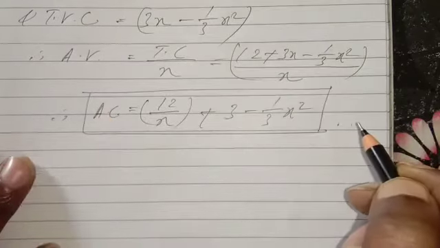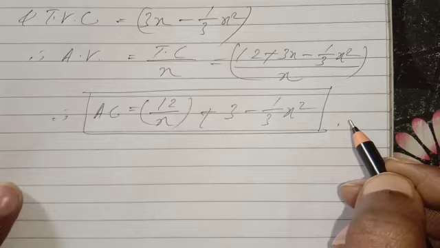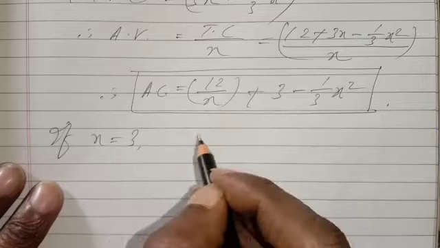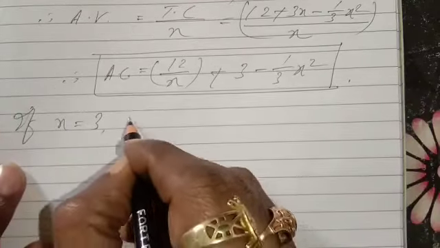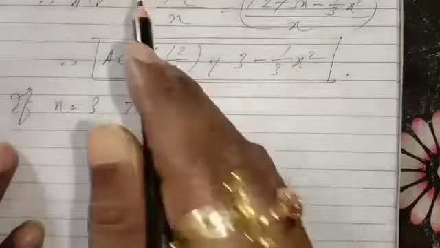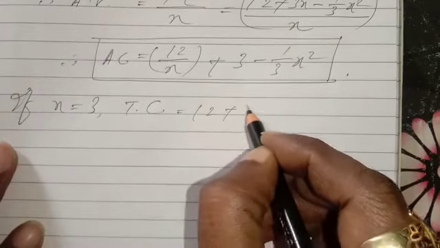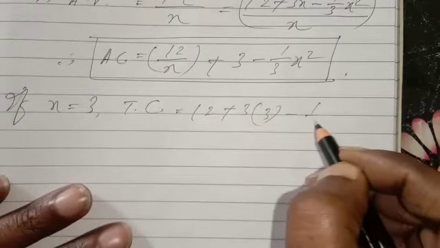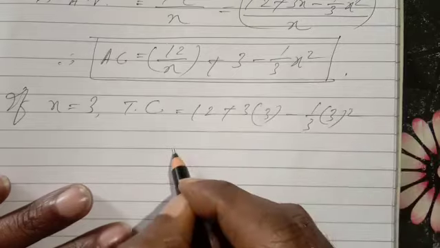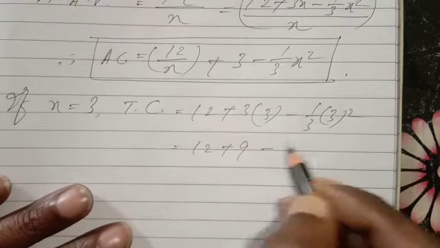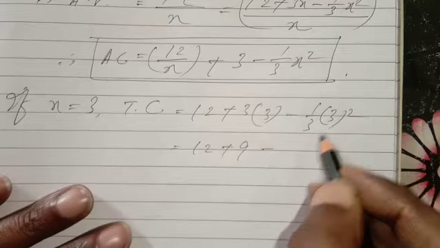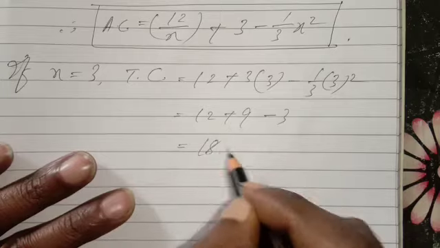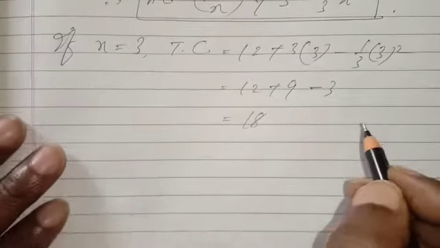Next, they are asking for the average cost when 3 units are produced. If x is equal to 3, the total cost will be how much? That is 12 plus 3x minus 1/3 x², with x as 3. How much is coming? 12 plus 3 threes are 9, 1/3 of 3 squared, 3 squared is 9, so 3. 9 minus 3 is how much? 6. 12 plus 6 is 18. The total cost is equal to 18.